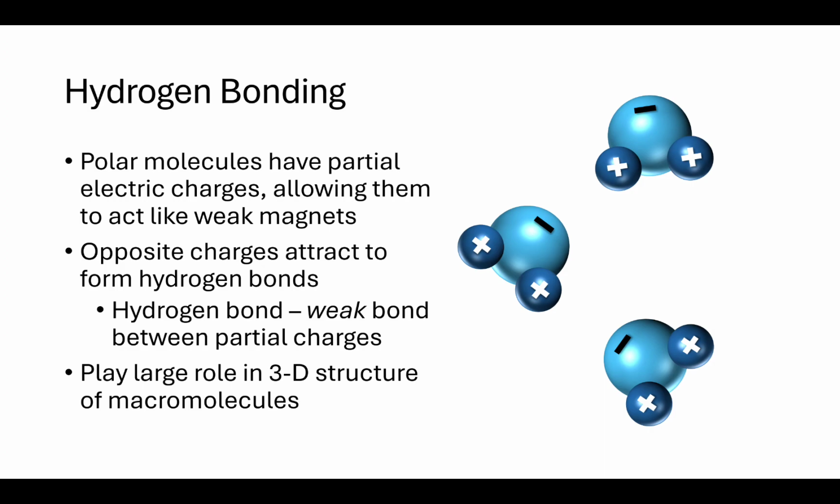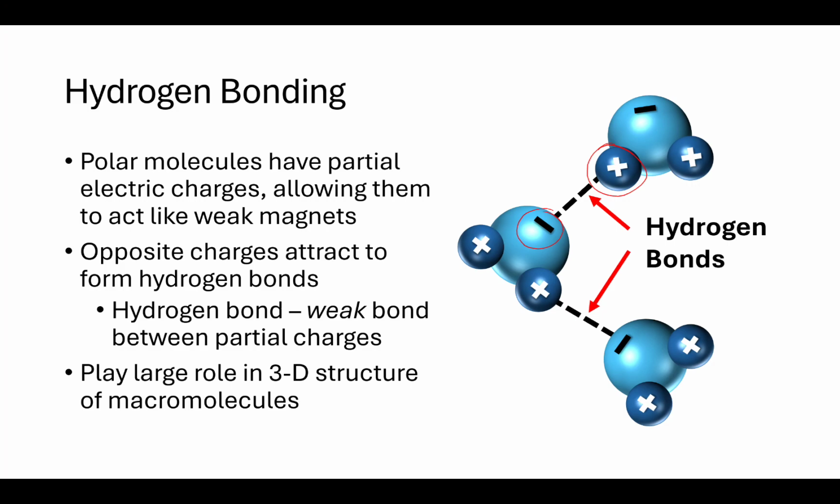So we have these three water molecules pictured here, and I do always have the partial charges so that you can see them. And notice that I've now added in some bonds between the slightly positive hydrogen of one water molecule and the slightly negative oxygen of another water molecule. These are the hydrogen bonds, and they are relatively weak.